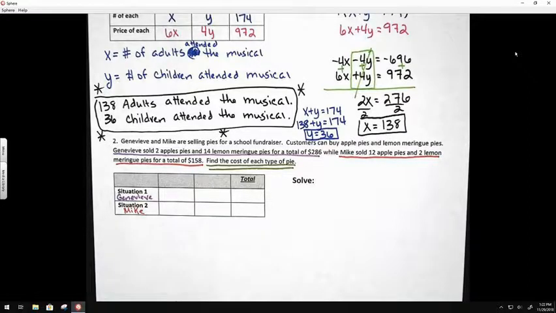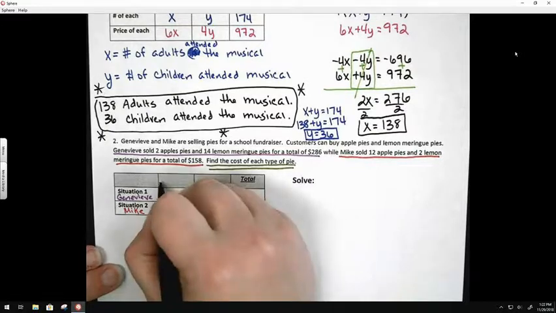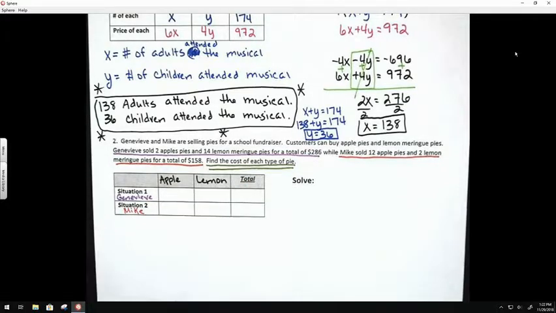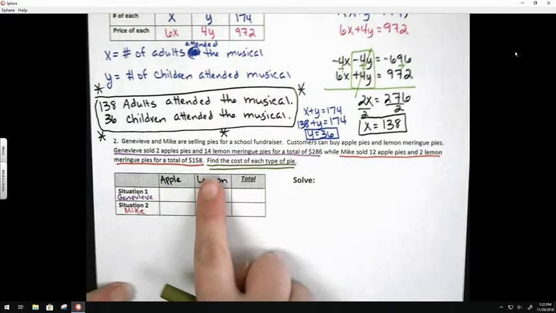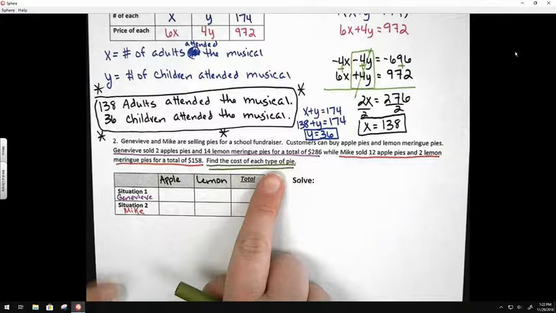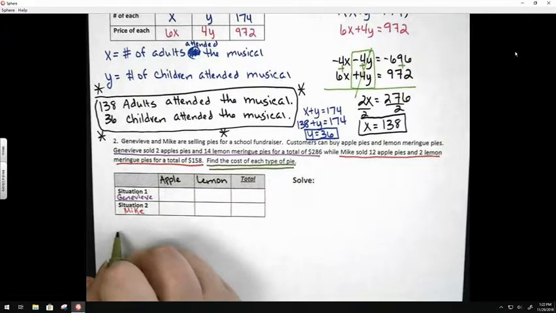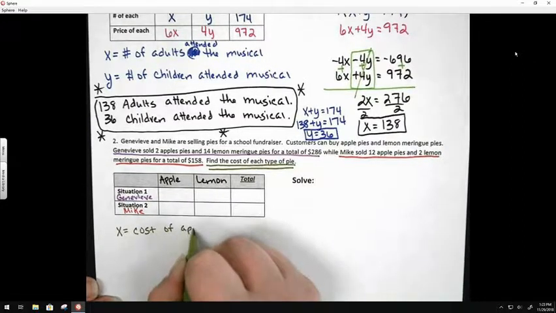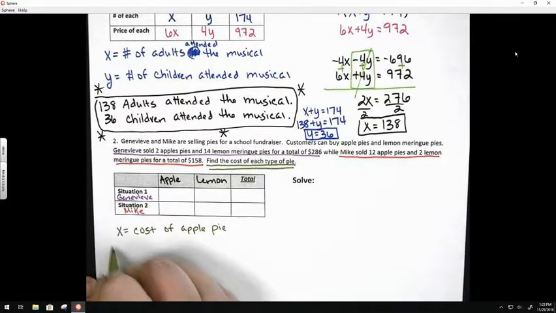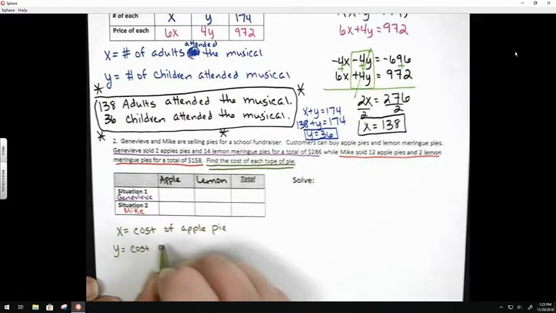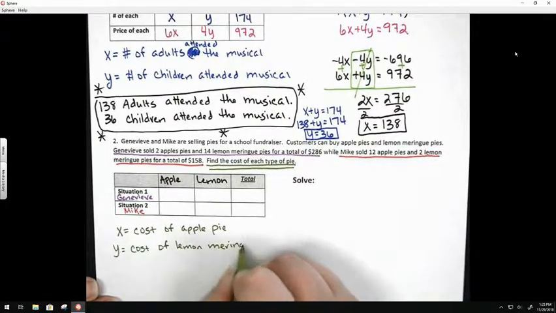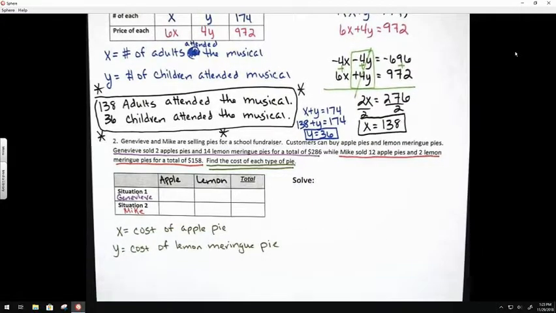So we know that the 2 types of pies we're looking at are apple pies and then the lemon meringue pies. And we need to define our variables. So this question said find the cost of each type of pie. Well, that means that's what my variables are. So I'm going to go ahead and say that x is the cost of my apple pie. And then y is the cost of the lemon meringue pie. And we're going to see if we can figure those out.